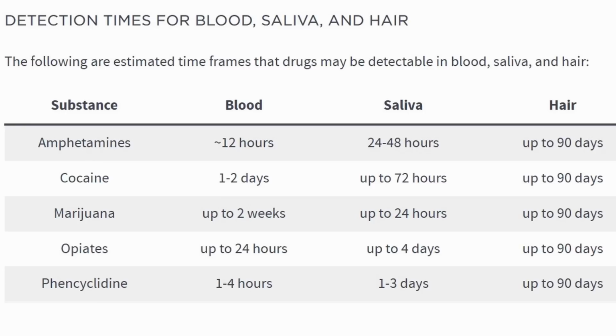So maybe they're, in my opinion, overestimating the blood time a little bit. Everything else seems accurate. Opiates, up to 24 hours, so up to 1 day. Saliva, up to 4 days, 90 days for hair. And PCP, only 1 to 4 hours in blood, 1 to 3 days in saliva, and again, 90 days for hair. All right, so short, sweet, and to the point, just the facts.